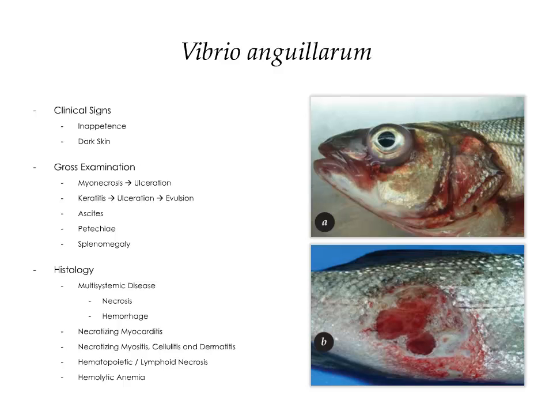Histologically, this is a multisystemic disease with widespread necrosis and hemorrhage within the affected tissues. Examples include necrotizing myocarditis, necrotizing myositis, progressing to cellulitis and dermatitis, widespread hematopoietic and lymphoid necrosis, and hemolytic anemia as a consequence of bacterial toxemia.